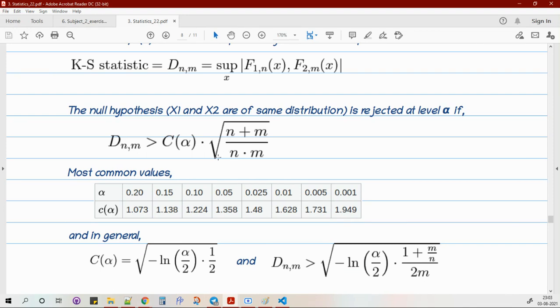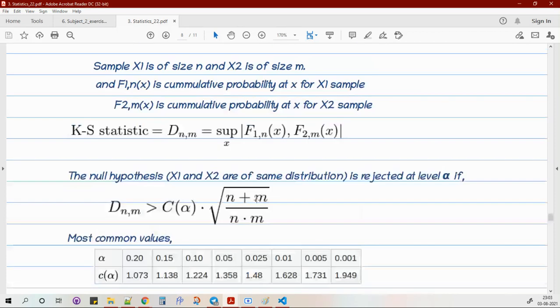outside this formula, right? So as you can observe, the smaller the value of alpha you take, just 0.1%, the C alpha value is very very high, or comparatively high, 1.9 here. So if you take 5%, it is 1.3. If you take 20%, it's just 1.07, right? So what is the meaning of larger C alpha?